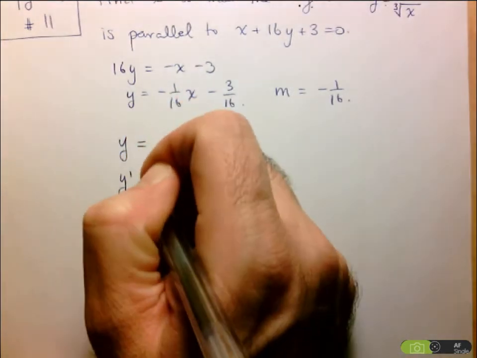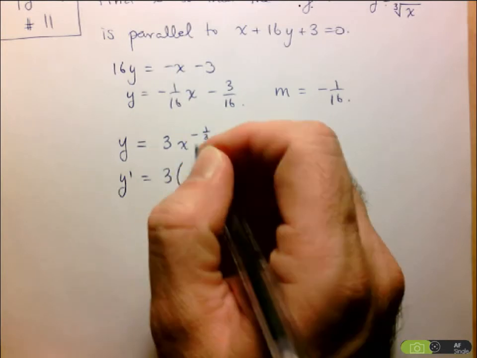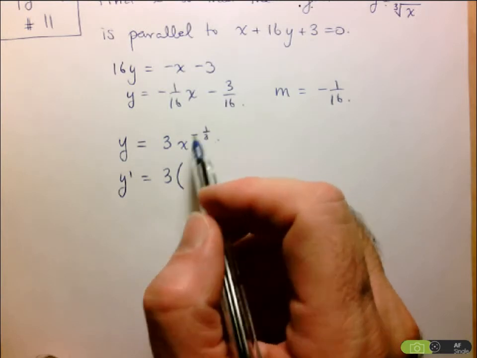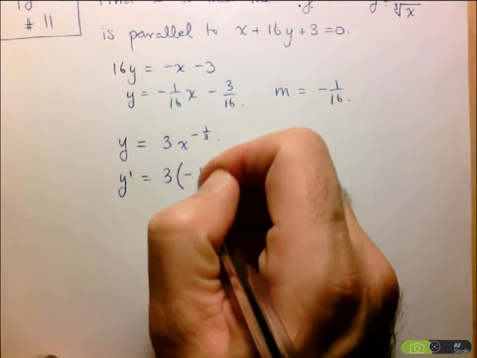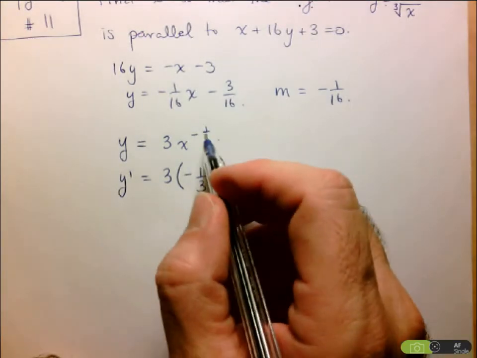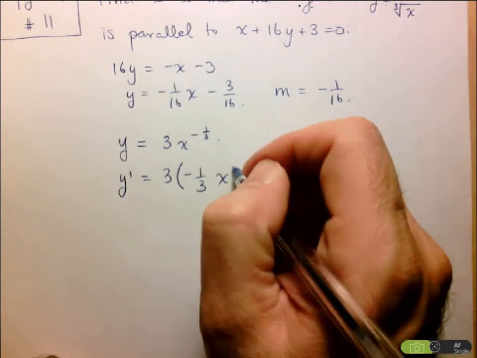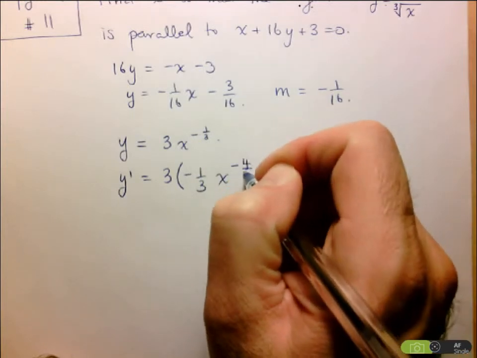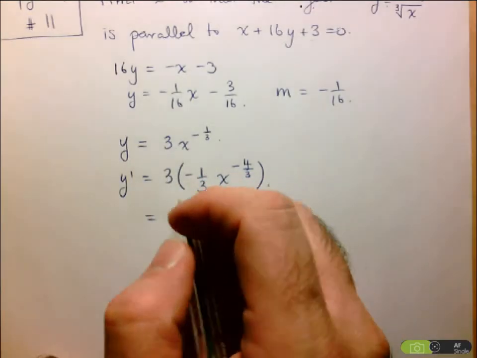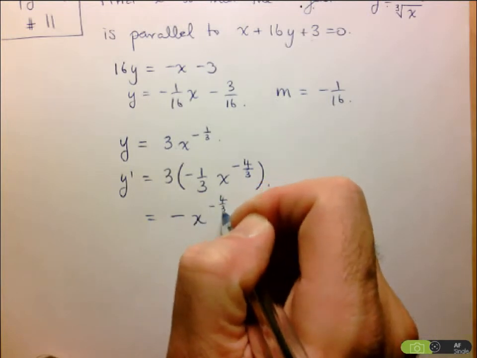So y prime is equal to, 3 is just a constant, so I can leave it out and then find the derivative of that expression. So here the negative 1/3 becomes our coefficient, and then the exponent will be reduced by 1. So negative 1/3 minus 1 is negative 4/3. And let's simplify this here. So 3 times 1/3 is 1, so here we have negative x to the negative 4/3.